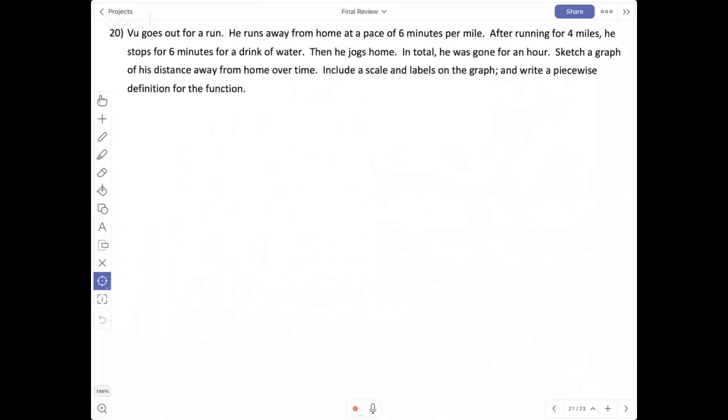Again, like I said, I'm starting at the very end and moving backwards. So here was the second to last question. Vu goes out for a run. He runs away from home at a pace of 6 minutes per mile. After running for 4 miles, he stops for 6 minutes for a drink of water. Then he jogs home. In total, he was gone for an hour. Sketch a graph of his distance away from home over time. Include a scale and labels on the graph and write a piecewise definition for the function.